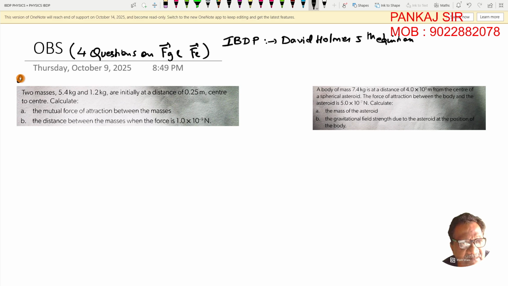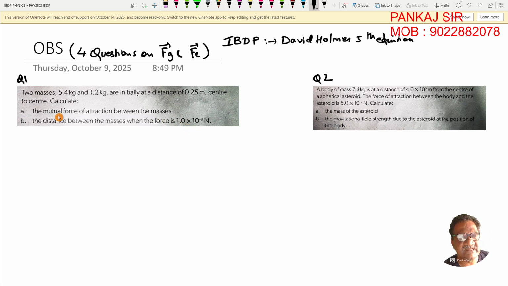This is question number 1, and this is question number 2. Let us get started with question number 1. Two masses, 5.4 kg and 1.2 kg, are initially at a distance of 0.25 meters, center to center. Calculate A, the mutual force of attraction between the masses. B, the distance between the masses when the force is 1.0 times 10 raised to minus 9 Newton.